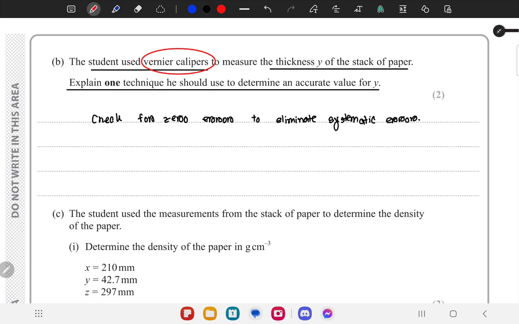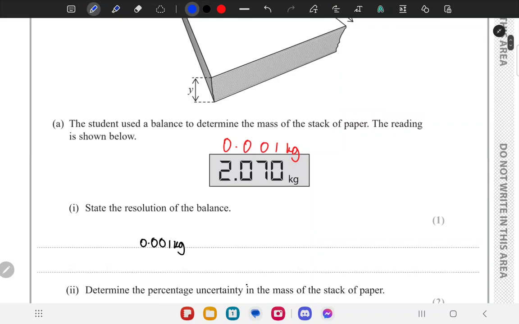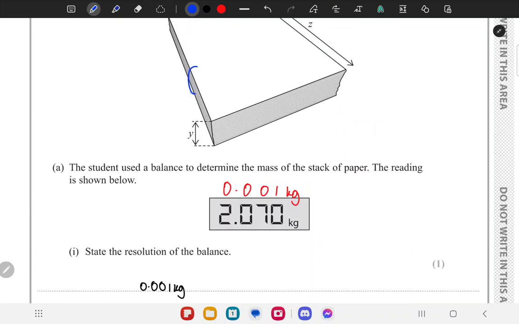Another answer could be, if we repeat measurements at different places and calculate the mean, we'll reduce the random error. In this particular situation, we could also talk about not tightening the jaws of the vernier caliper too strongly, because that would compress the paper, causing a random error to be introduced.